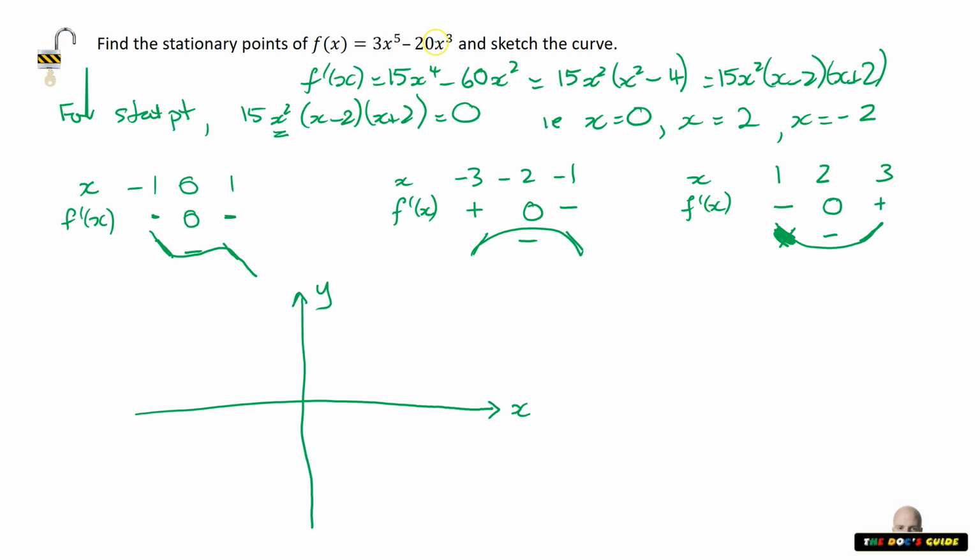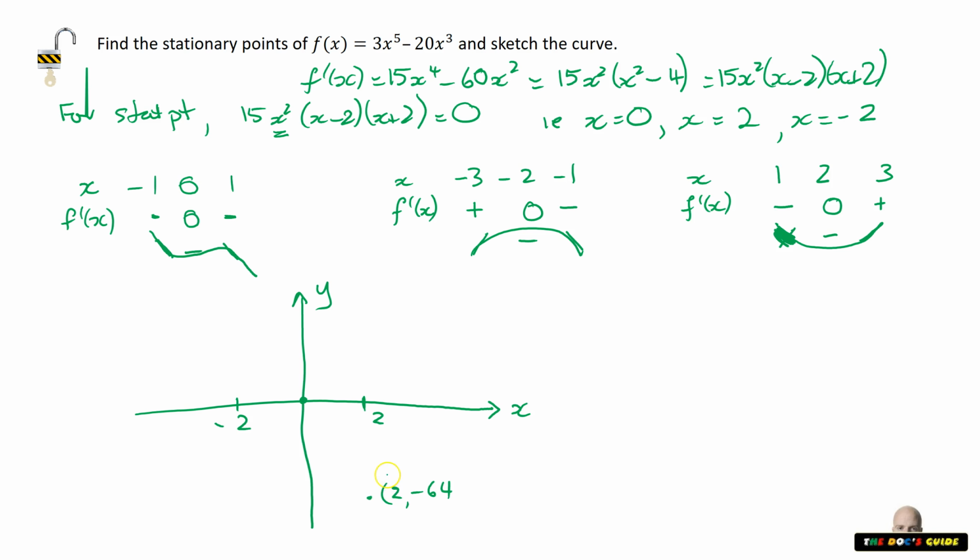So where do we cut the axis? Well, we can see that that's at 0, 0. So that's our turning point, our point of inflection here, which is going to go through this point. When x equals +2 and -2, what is our y value? If my arithmetic is right, at 2 the value of f of x is -64. So we've got 2, -64.